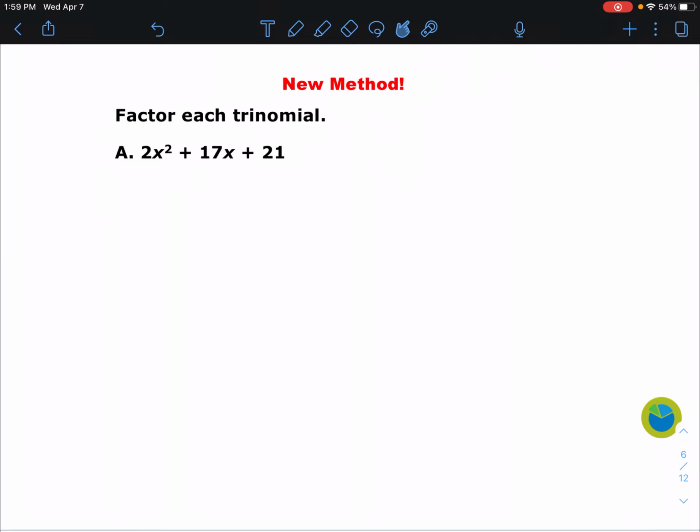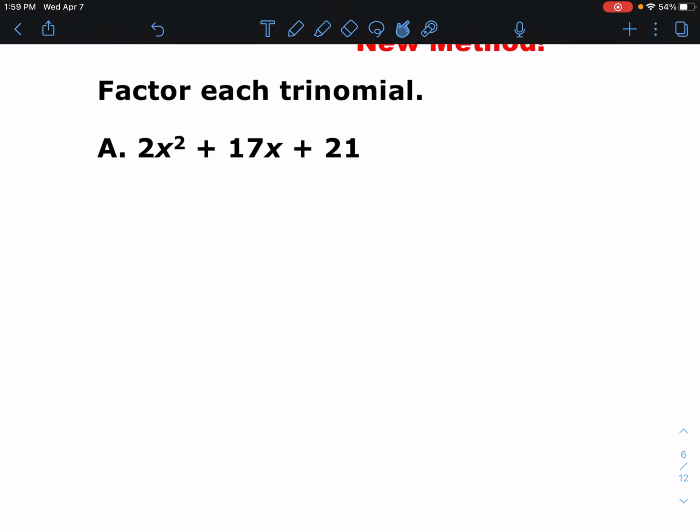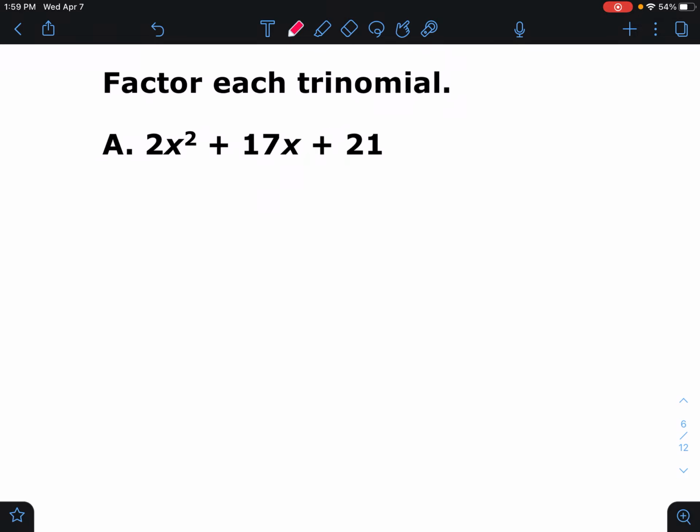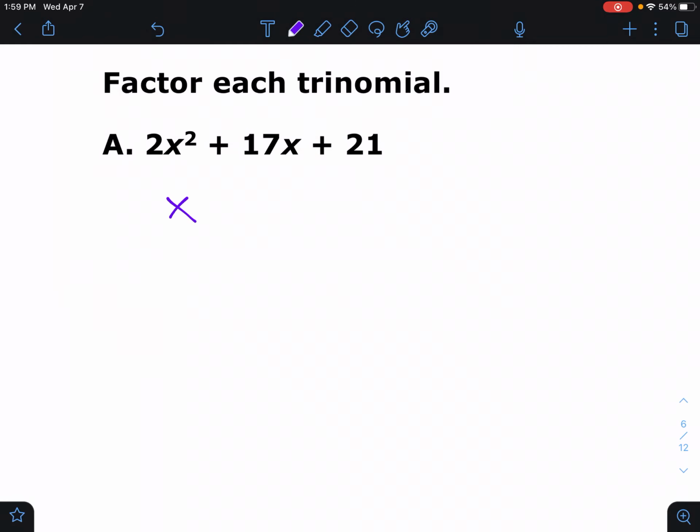Okay, so here, how does this work? We're going to do one first, and then I'll go through the steps. So what you do is you start out by writing the x squared term, but without the 2 in this case, or the number that's in front. So I'm going to write this just like this, and then plus 17x, and I'm going to put a blank right there. Okay, so no 2, and I've still got the 17, but I'm not going to write 21 either.